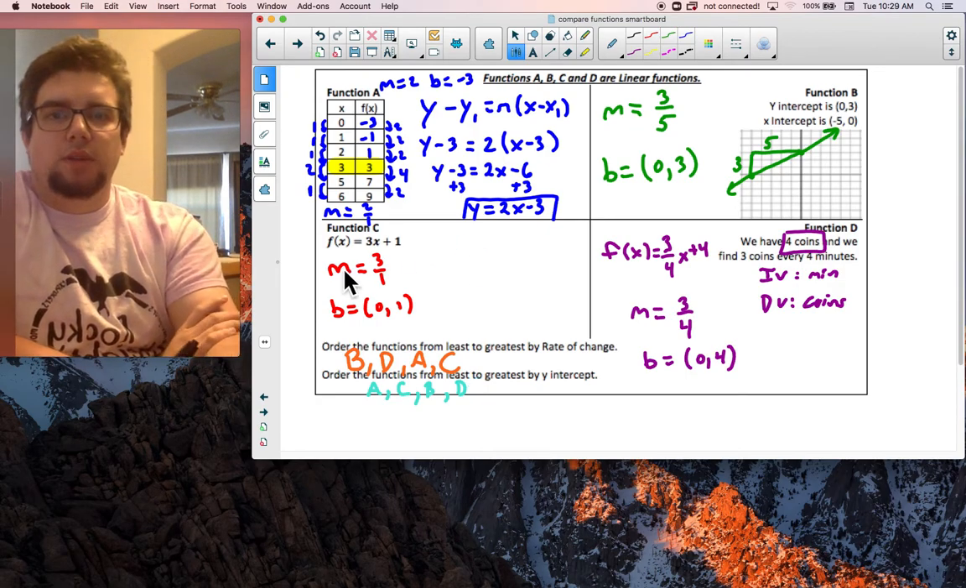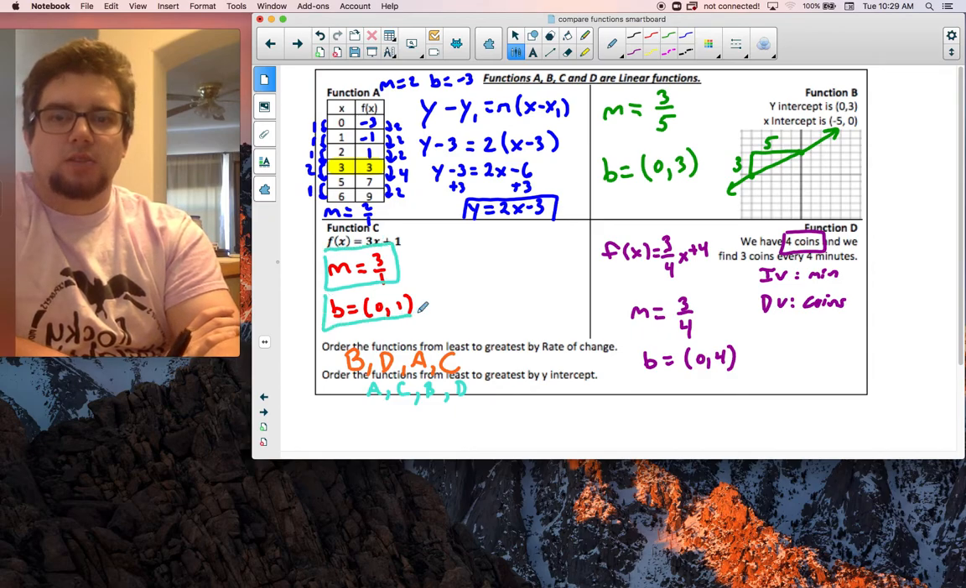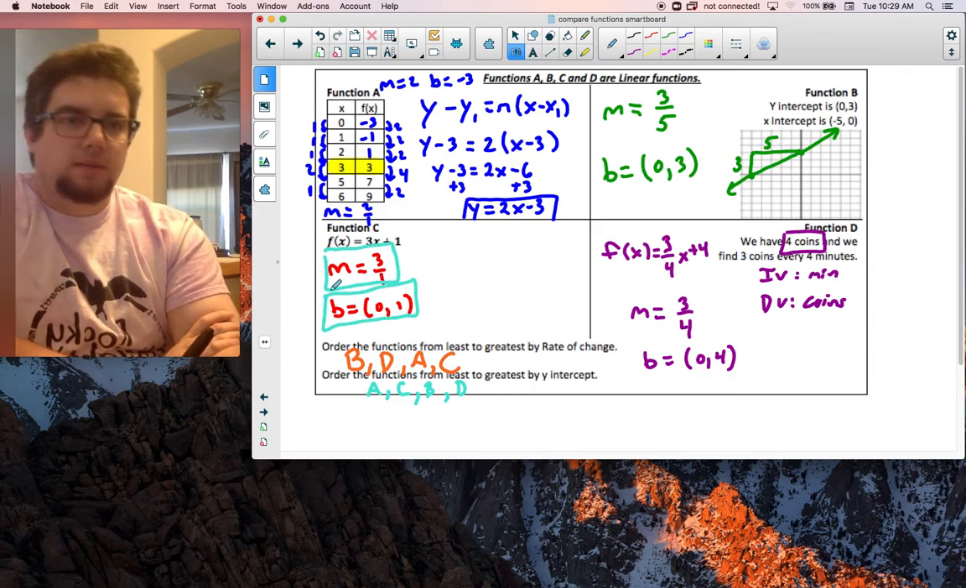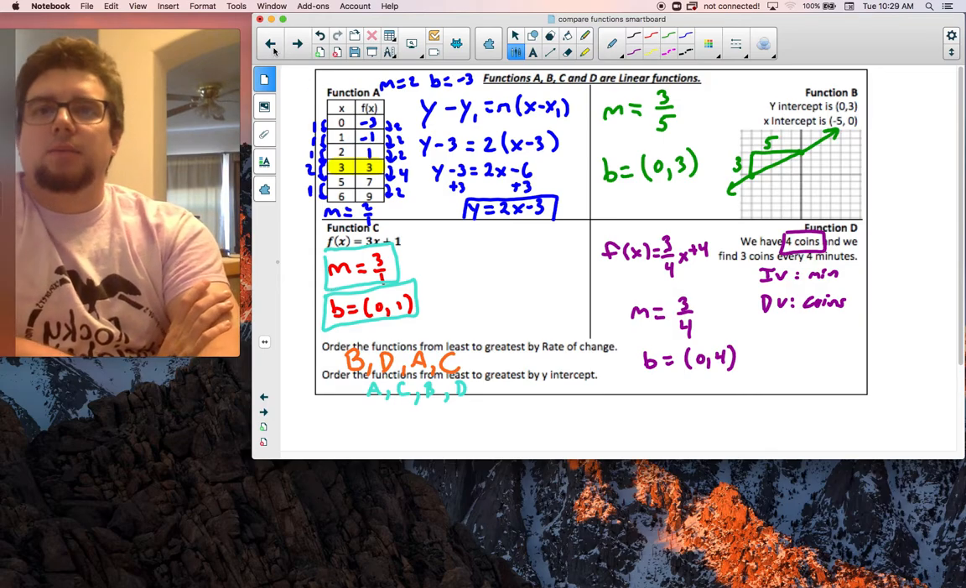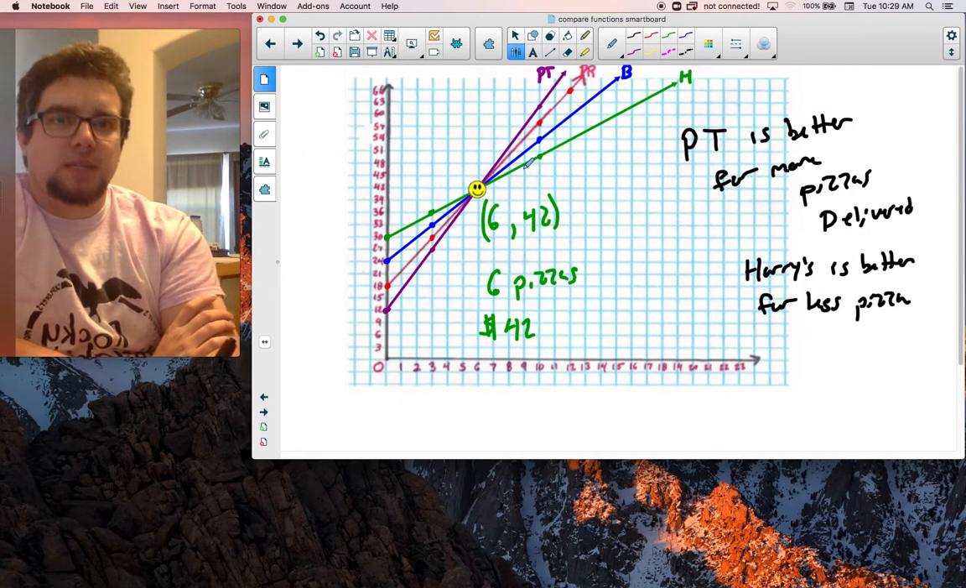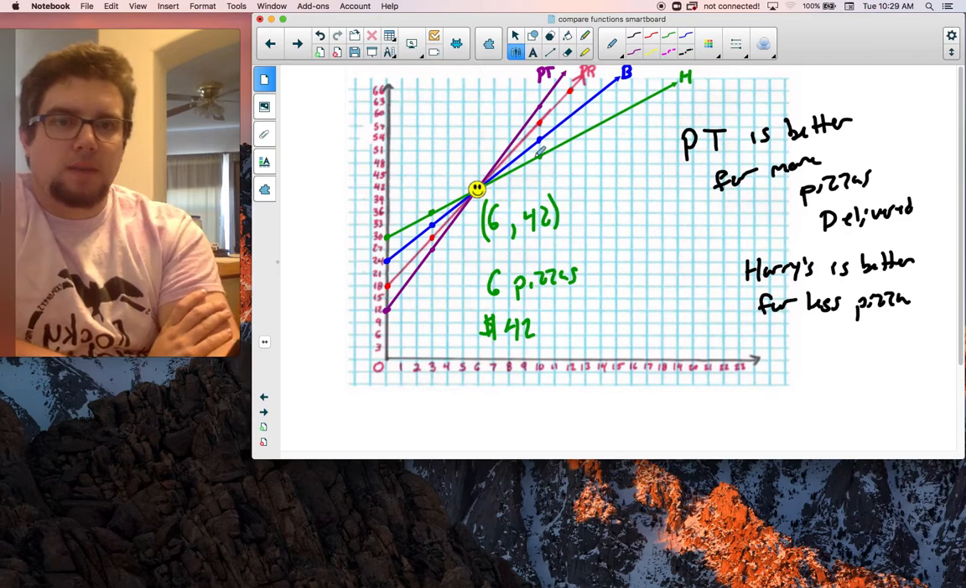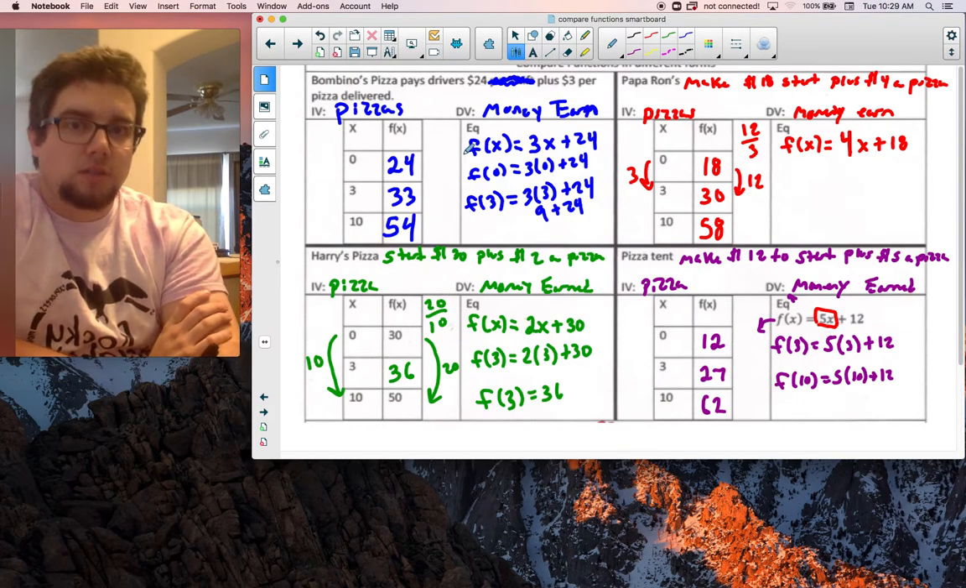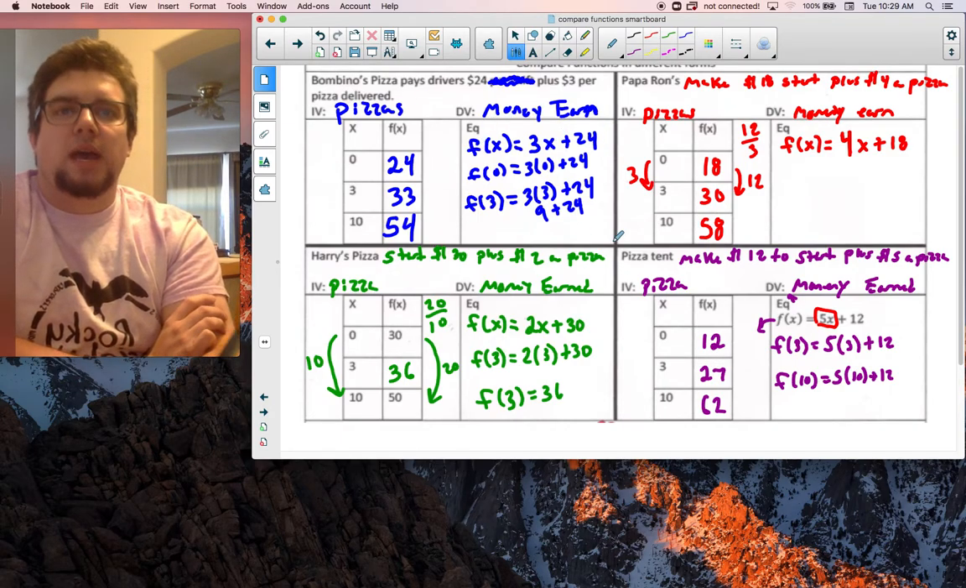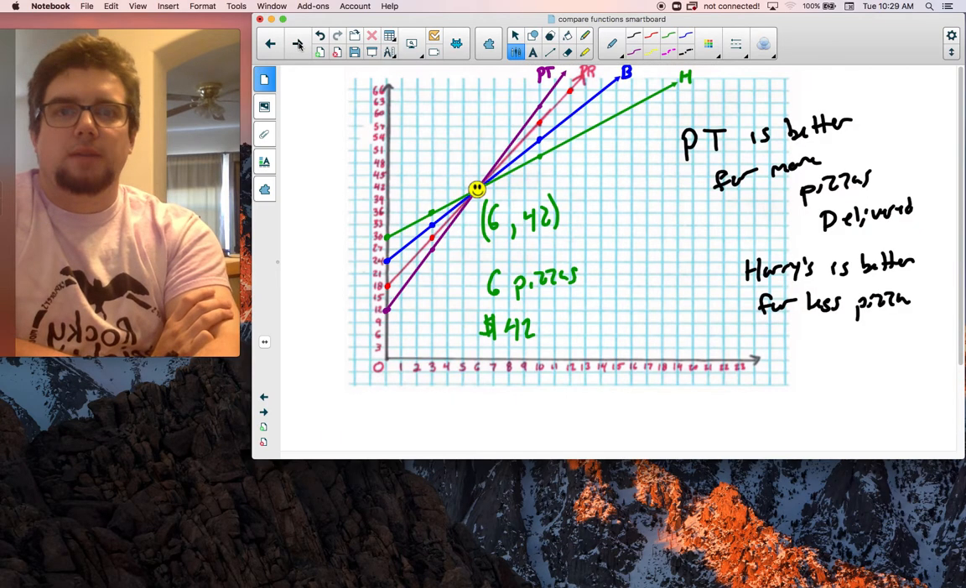So again, we boiled it down to the two most important pieces of information, rate of change and y-intercept, and we compared. The same thing was happening with Bomino's Pizza. We wanted to compare the rate of change, how much money you make per pizza, to how much you started with. We just needed to make sure we had a similar form to do it.